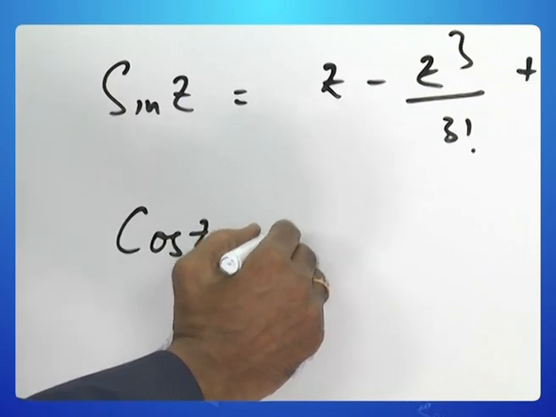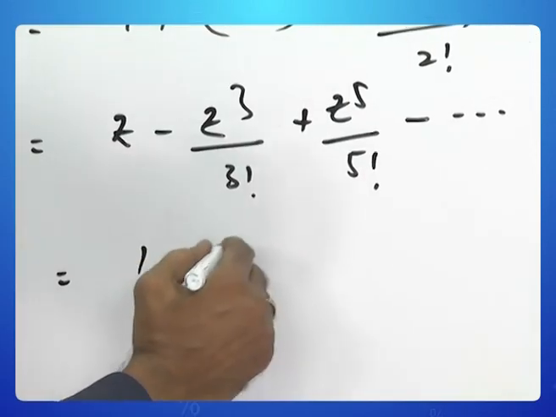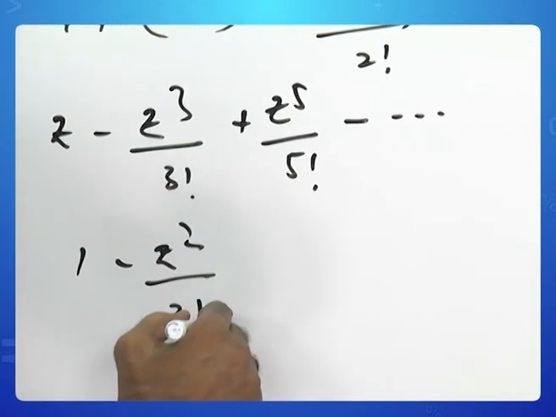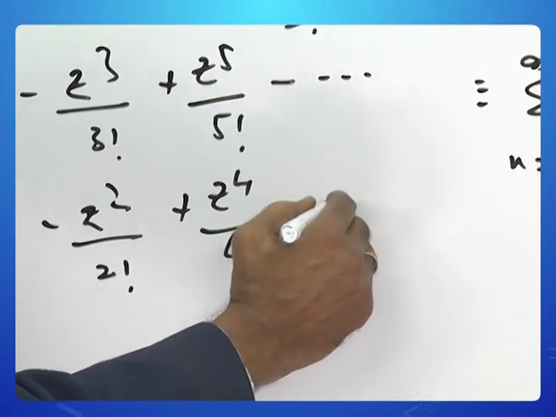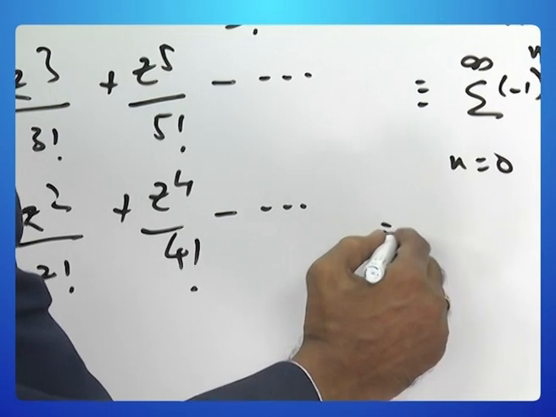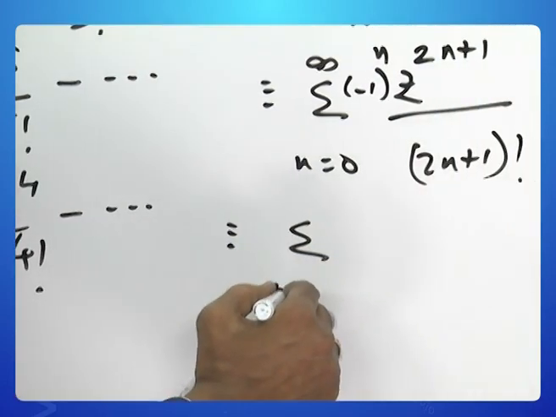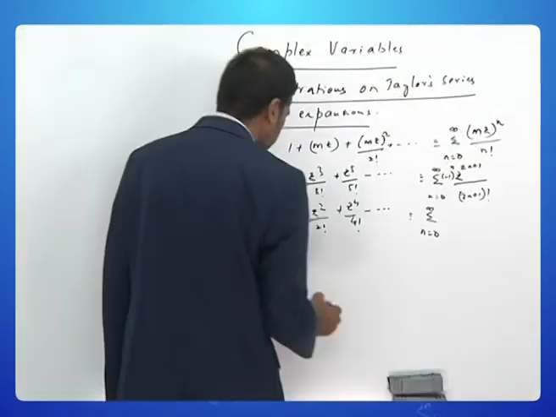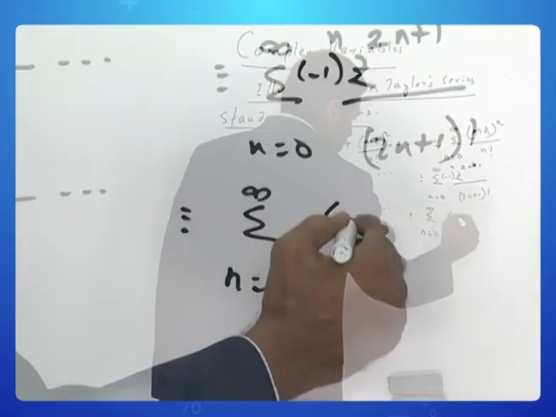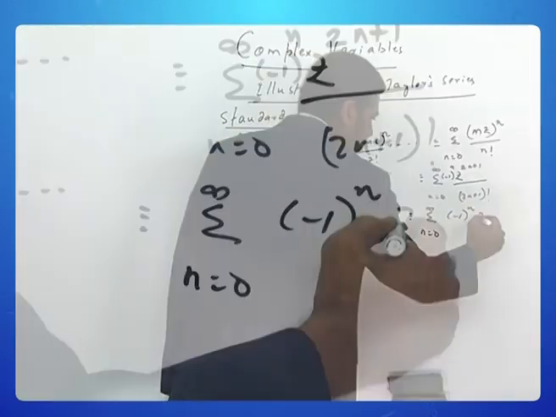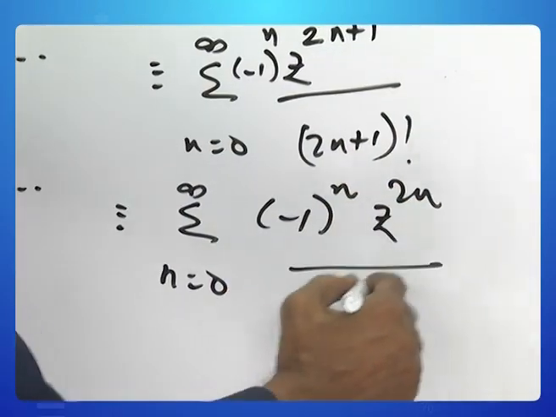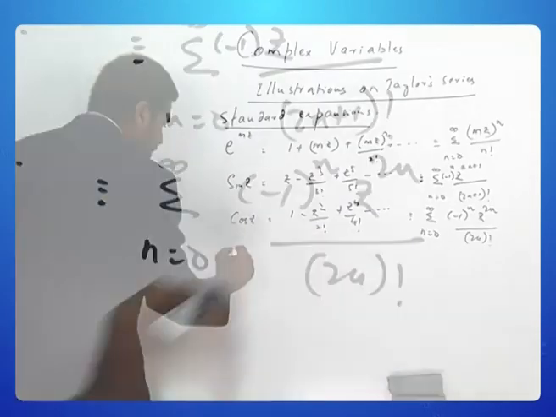When it comes to cos z, 1 minus z square by 2 factorial plus z power 4 by 4 factorial minus and so on, which can be compactly written as summation n is equal to 0 to infinity. Again we have the alternating sign pattern, so include minus 1 to the power of n, z to the power of 2n by 2n factorial.